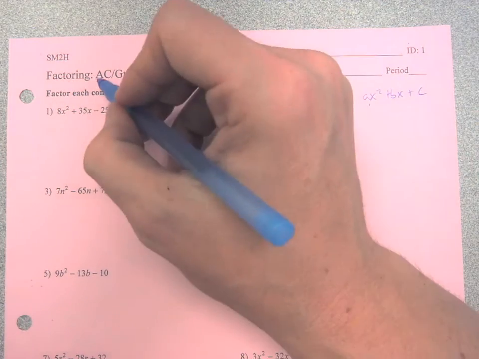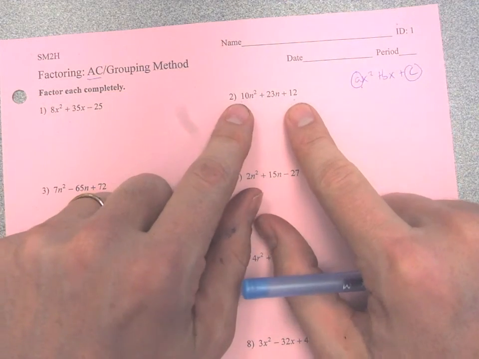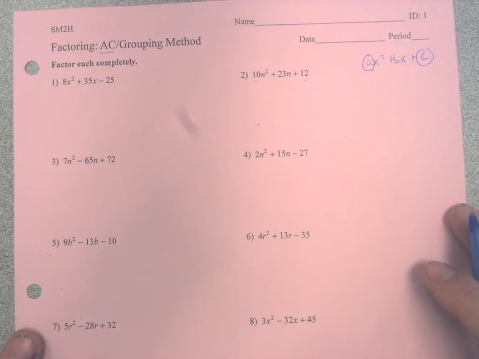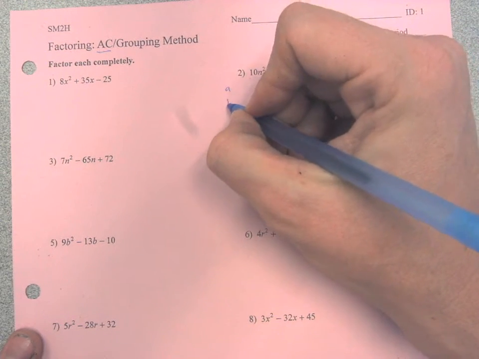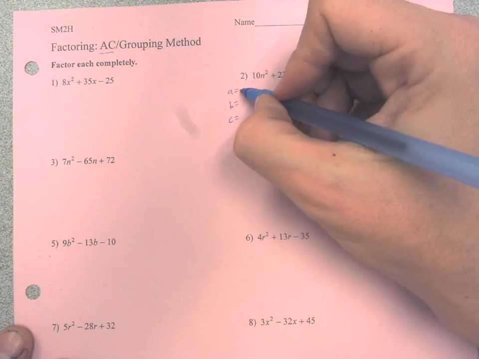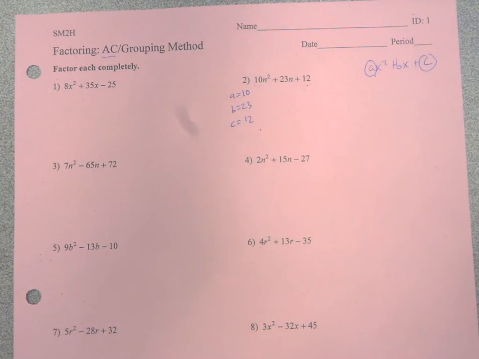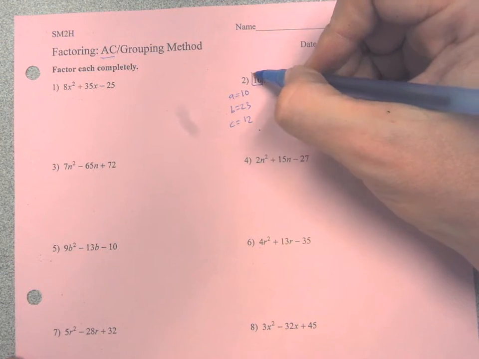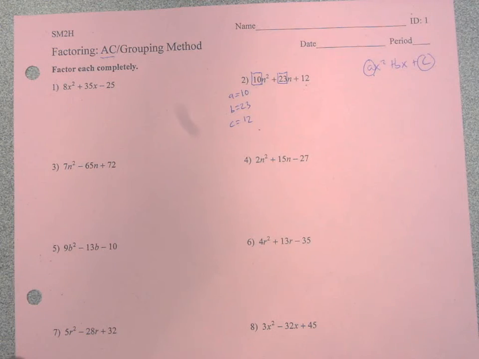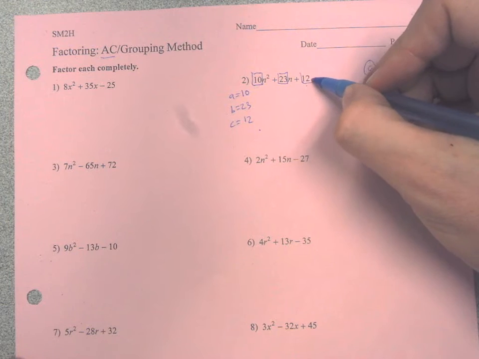Okay. So the reason this is called the AC grouping method is because we use this number and this number, in this case the 10 and the 12, to help us with this grouping. So what we do is we take the a and the c, and we multiply them together. The first thing I'm going to do before I even do anything else is I'm just going to list the a, the b, and the c, just because those are pieces that I'm going to use. So I'm talking about the coefficient or the number in front of the squared term, the quadratic term, the coefficient of the linear term, or the number in front of the variable that doesn't have a 2, and then the constant term. Those are the 3 things that I need.